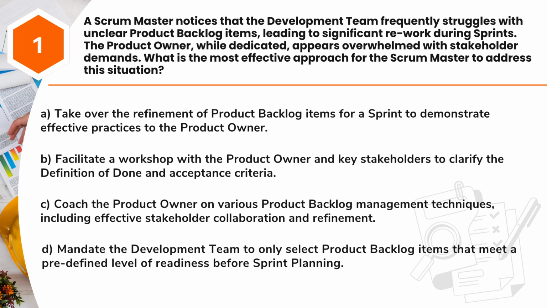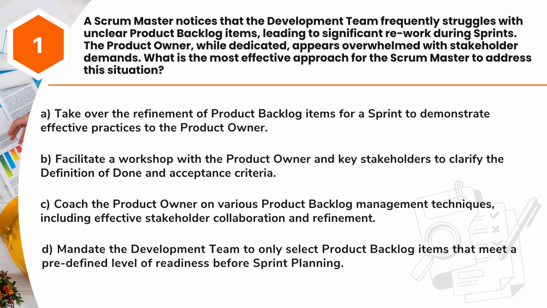Question 1. A Scrum Master notices that the development team frequently struggles with unclear product backlog items, leading to significant rework during sprints. The product owner, while dedicated, appears overwhelmed with stakeholder demands. What is the most effective approach for the Scrum Master to address this situation?